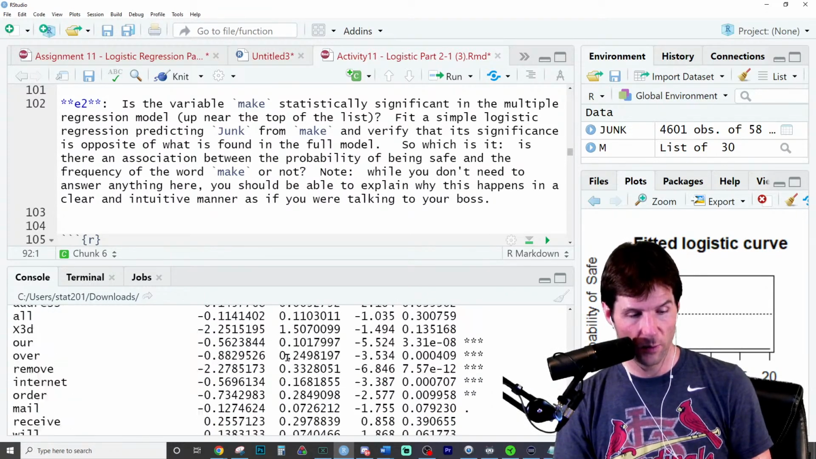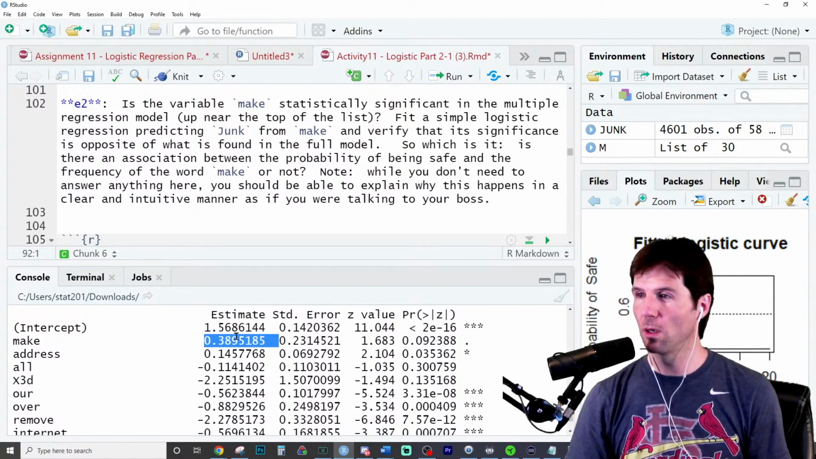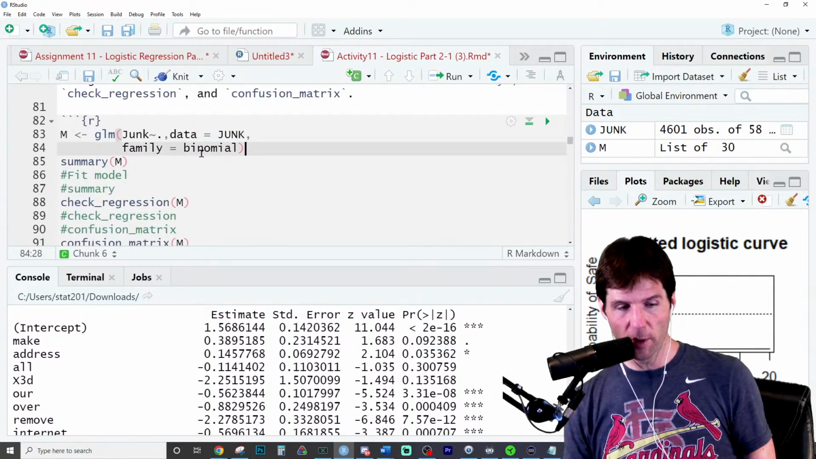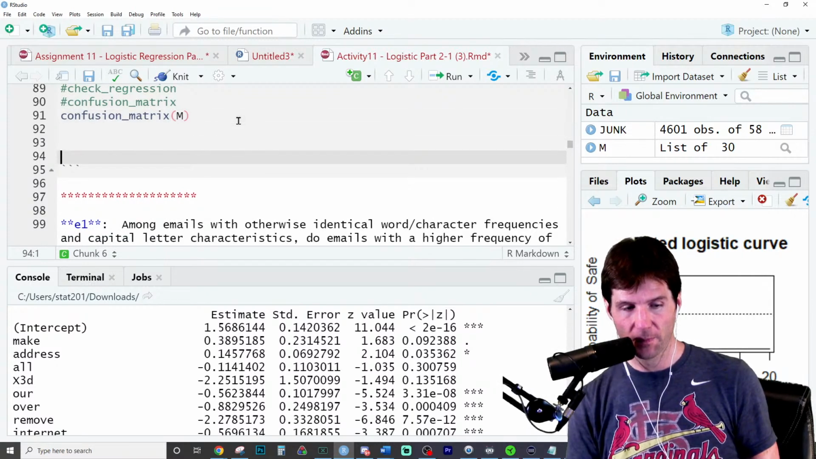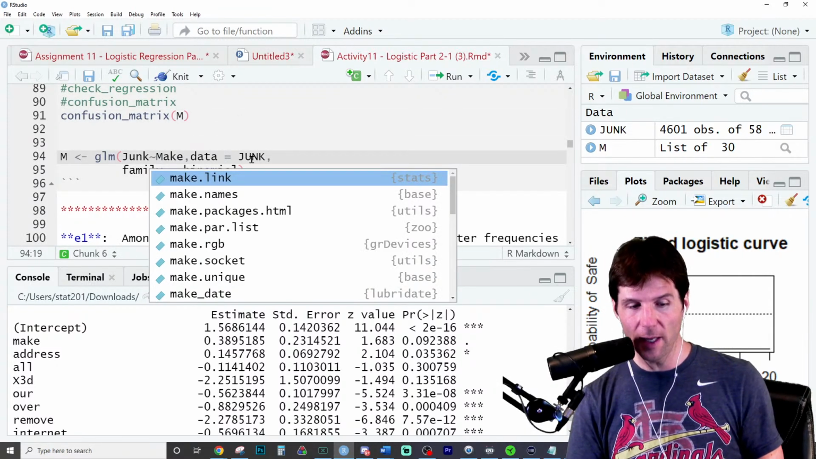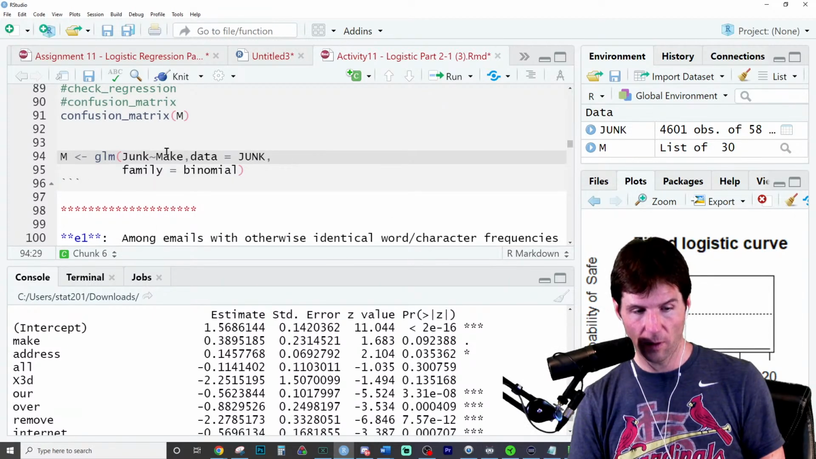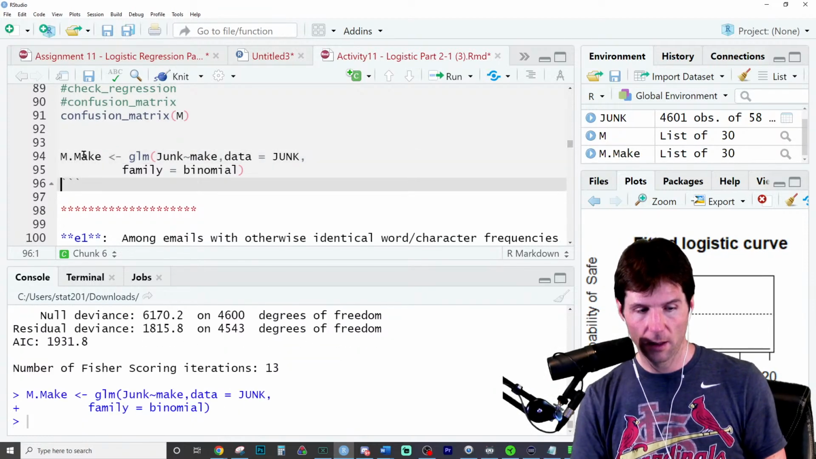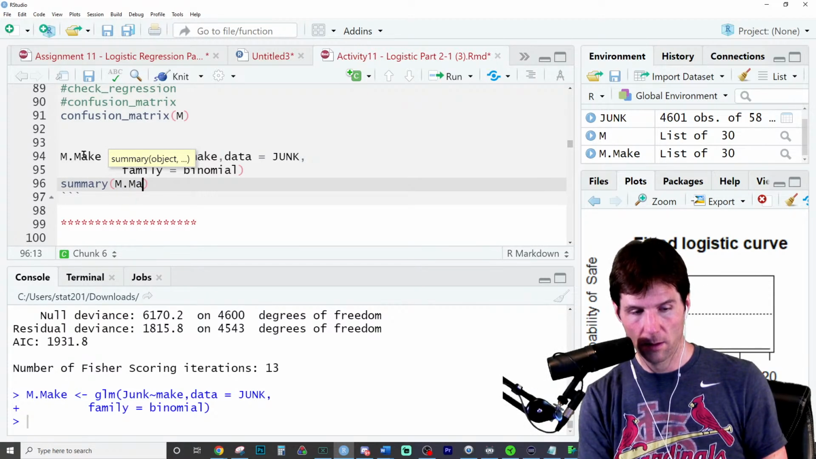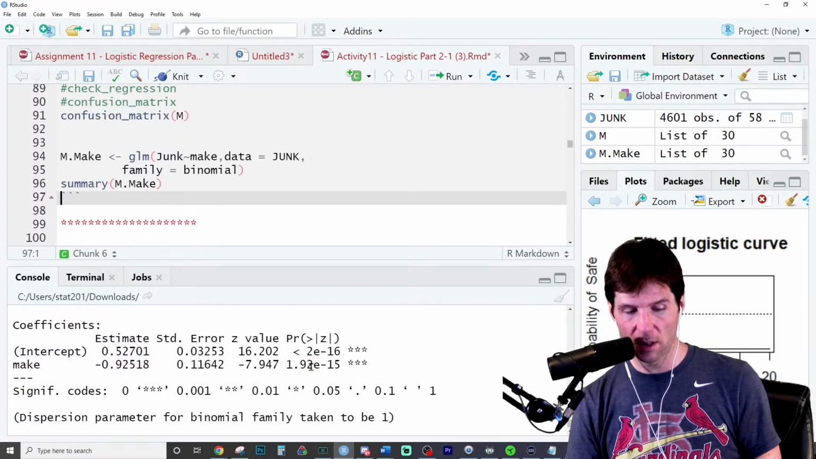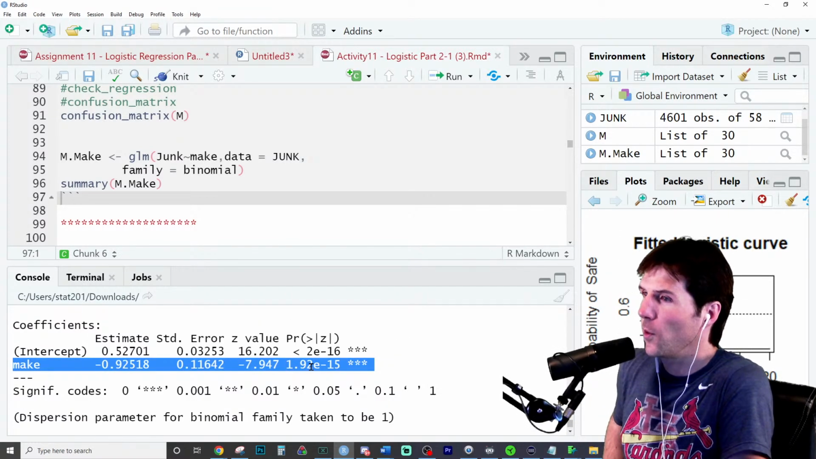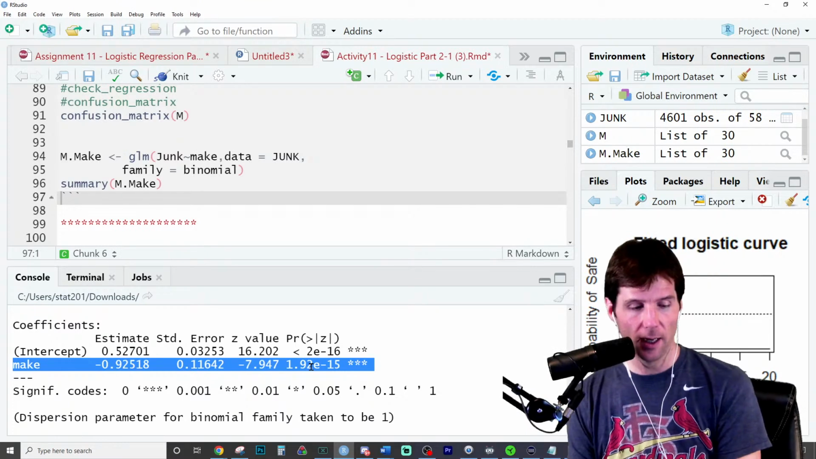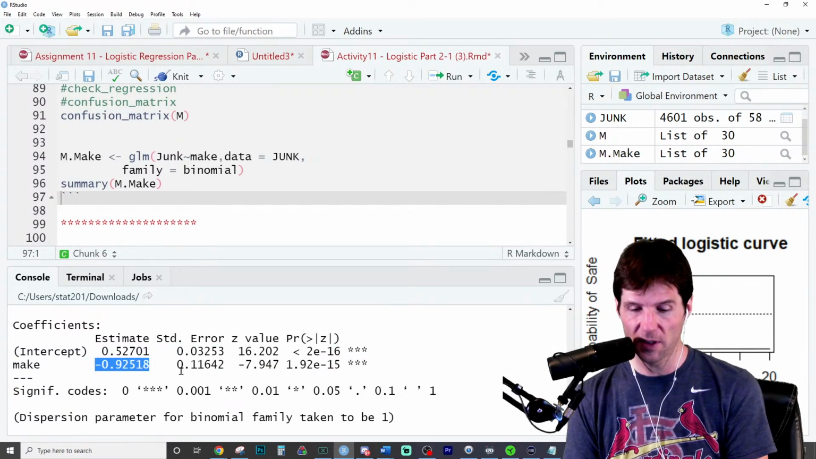Where's make? Where is make? There it is. So make is not significant via the p-value. But what we could do is we can make a model where we just have make by itself. And make by itself, no capital. And with make by itself, we'll do make or model.make. Make by itself is statistically significant. But why is it not significant in the multiple world? So just by itself, like if we say like, can make help explain? Yeah. Emails that say the word make more often are less likely to be safe, lower the probability.